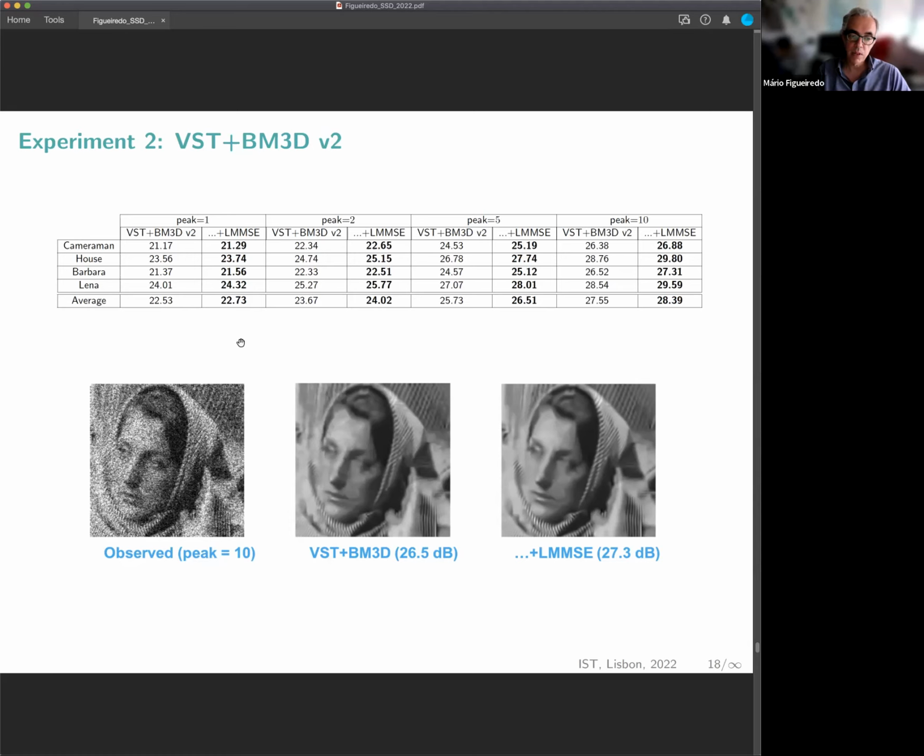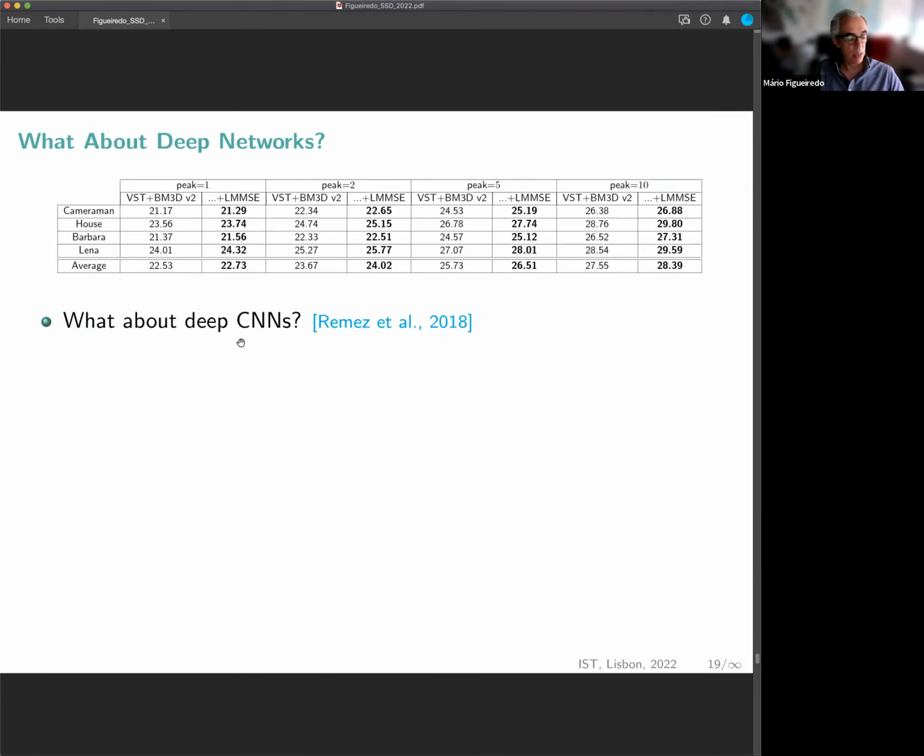So you have a pilot estimate, a pilot denoised image using any denoiser that you want. And on top of that, you can always squeeze a few more tenths of a dB using this LMMSE estimate, which is very cheap. This costs like a few seconds of processing. It's very, very cheap. There are very fast and efficient ways to do this batch processing because it's been around for quite a while. What about deep neural networks?